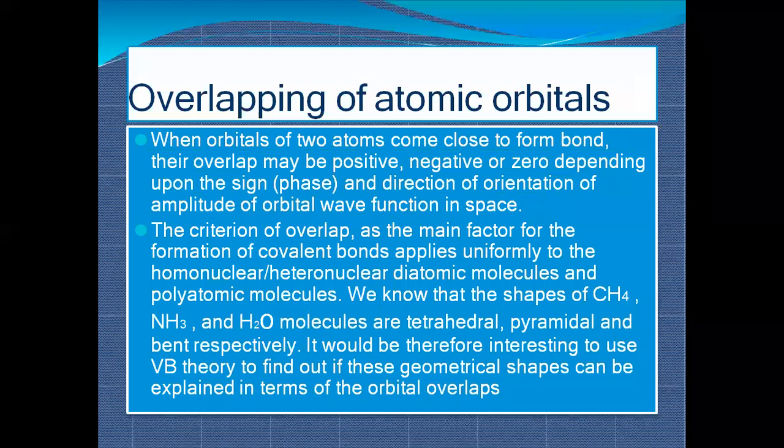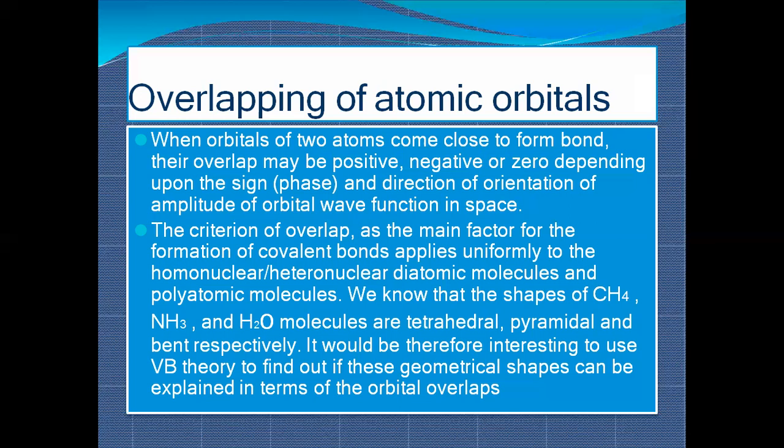The criteria of overlap as the main factor of the formation of a covalent bond applies uniformly to the homonuclear and heteronuclear diatomic molecules and the polyatomic molecules. So what do we call homonuclear and heteronuclear? Homo means home-like feeling, same type. In our home, we are one family. We all are the same. All right. So we are homonuclear. But if we talk about heteronuclear, heteronuclear are two different elements.